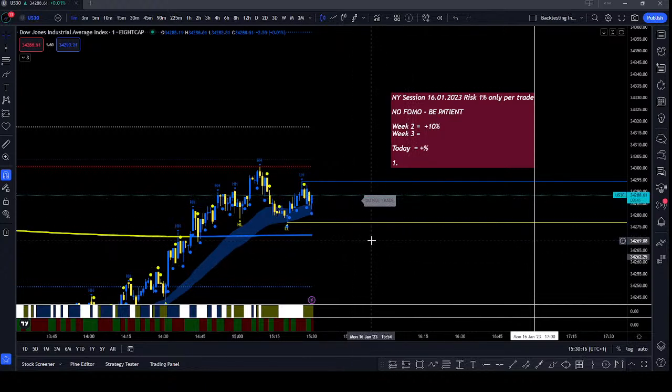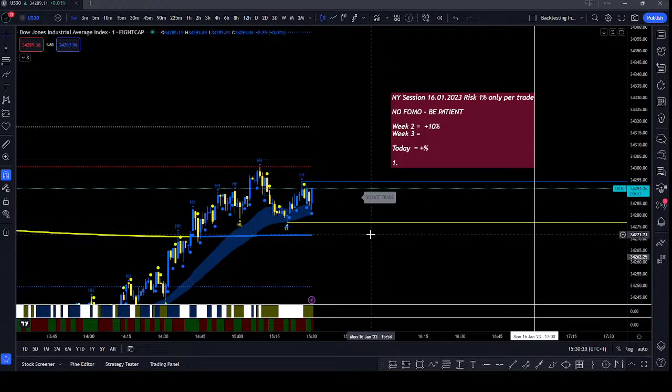So the market is open. Not a lot of volatility. The market is not showing as much strength as it usually does as the market opens, but we are still waiting for a nice move.